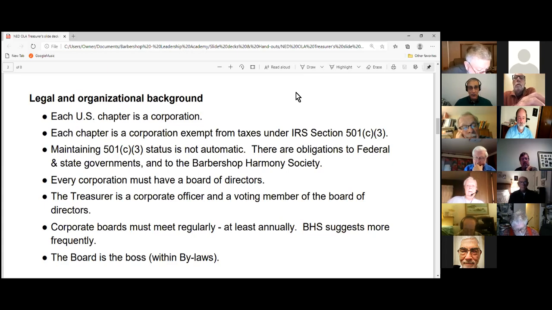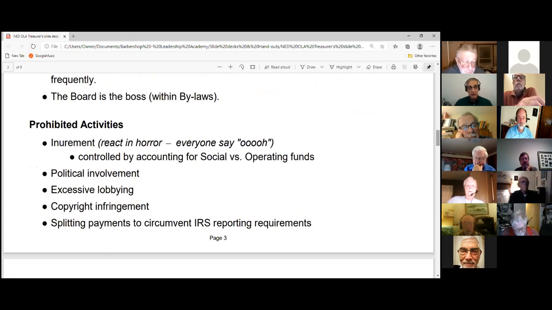Prohibited activities. There are things which you must never do. The IRS is very clear about inurement. Ooh, that's a very bad word. I didn't know what that meant until I got into the nonprofit world.